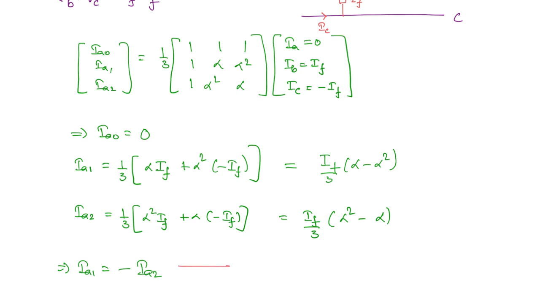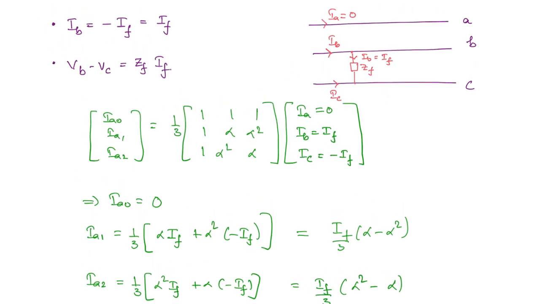So this is one important relationship that we will be needing in order to find what kind of interconnection there is between the sequence networks. We will also write this fault current here, right? So this is equal to what? IF by 3 times alpha minus alpha square. So this is the first relation.